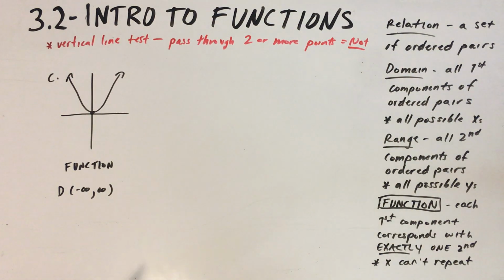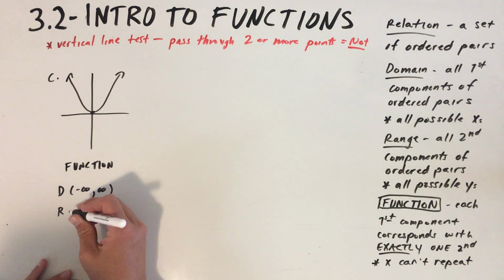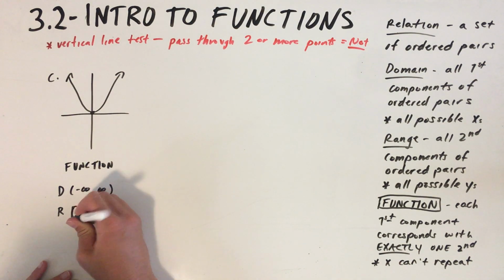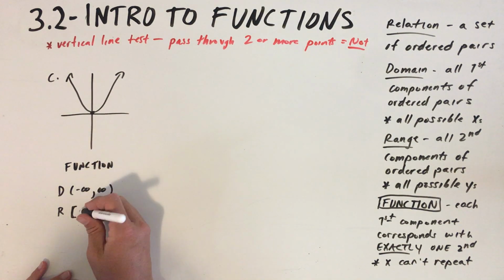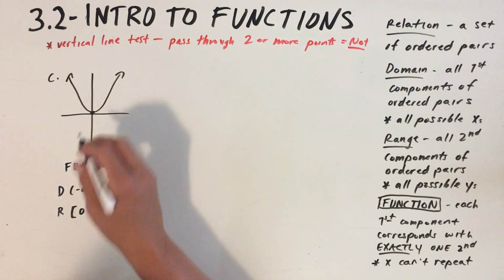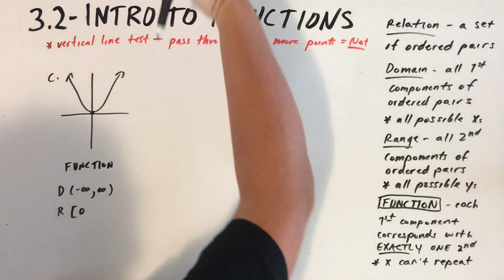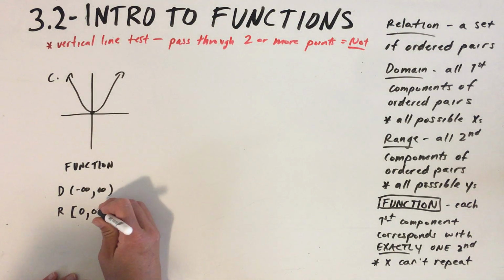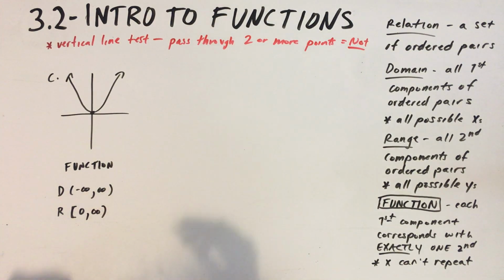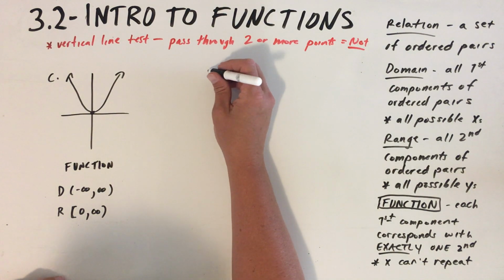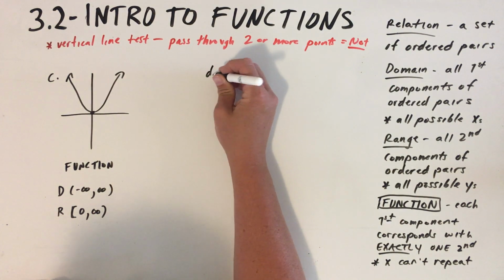Okay, the range here though, I have no value below 0, but I do have the value of 0. 0 is included. But this is going to continue to go all the way to positive infinity. It's just going to go up, up, up, up, up. So this is a function, and here are the domain and the range.